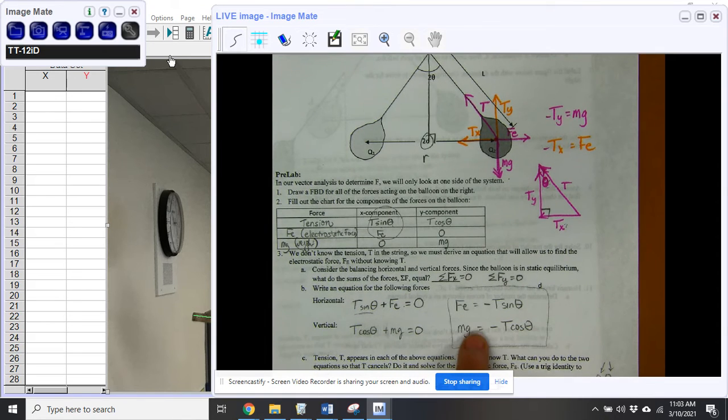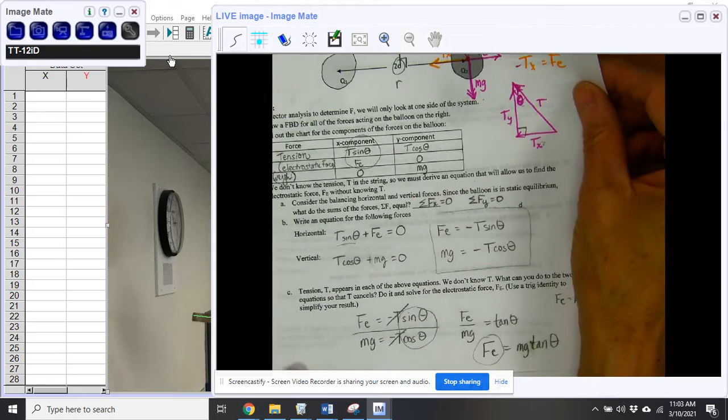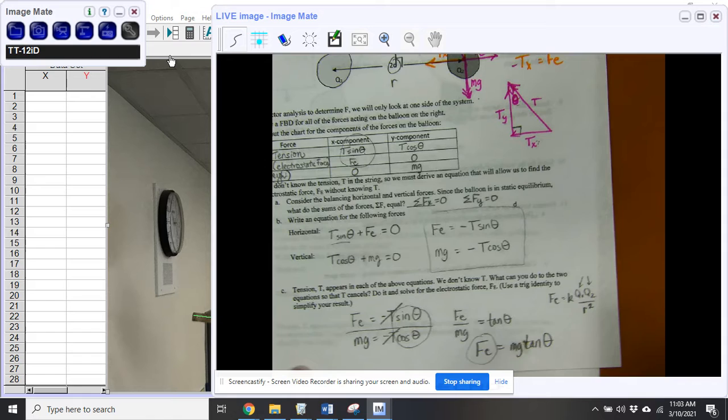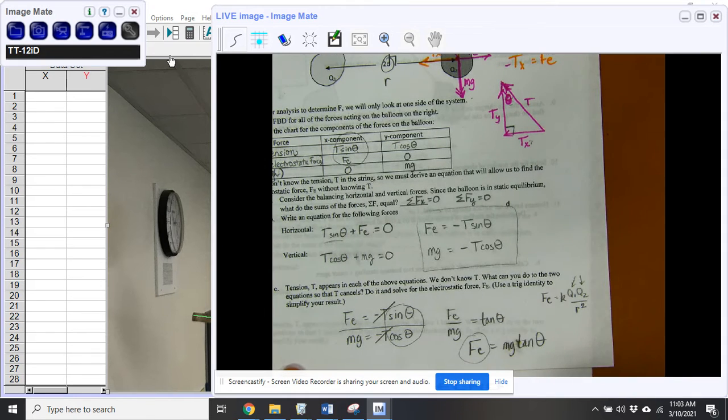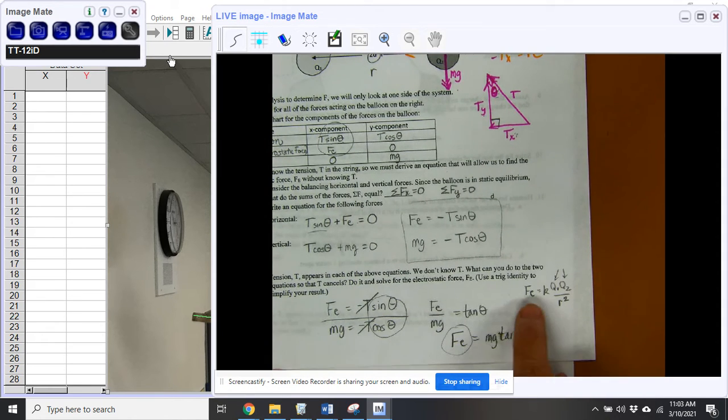So I can rearrange those two equations like that. We could substitute to cancel T. We don't know T, so we've got to cancel T. But instead of substituting, I set them as a ratio of Fe to mg, and that equals the tangent of theta, because sine over cosine of theta is tangent theta. So the electrostatic force is equal to the weight of one of the balloons times the tangent of theta. Once you know the electrostatic force, you can plug that into Coulomb's law.